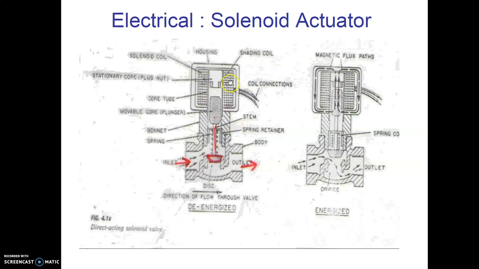Now when this coil is energized, then there is a magnetic field which is generated which will pull this movable core towards itself. So this movable core will move up. That will cause this stem and this plug to move up. So that will cause the valve to open. Thereby the fluid at the inlet can go to the outlet.